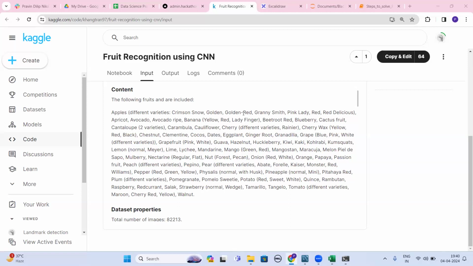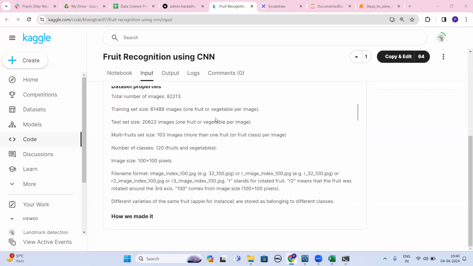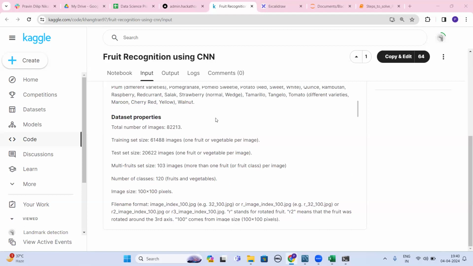So now after this is done, you can get the properties of the dataset over here. How many classes are there? Every bit of detail with regards to this portion.